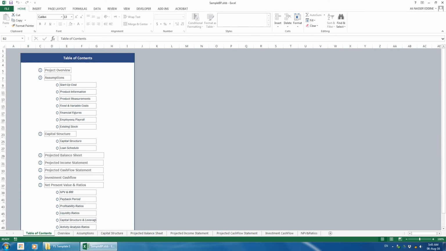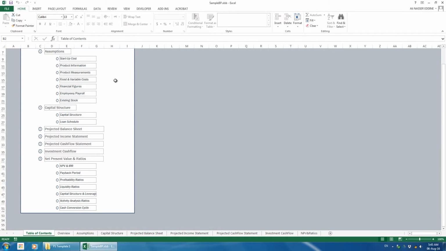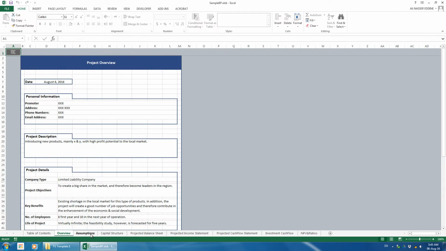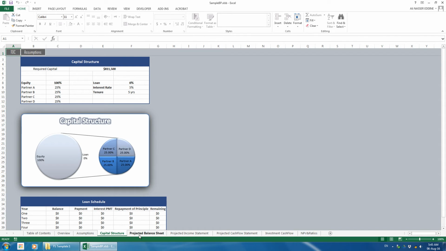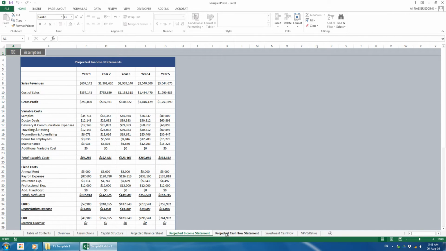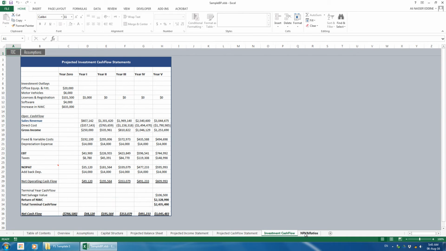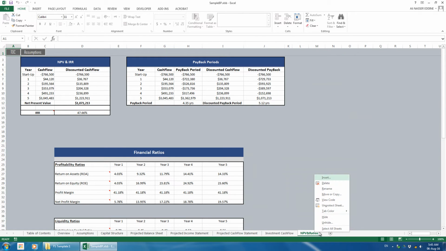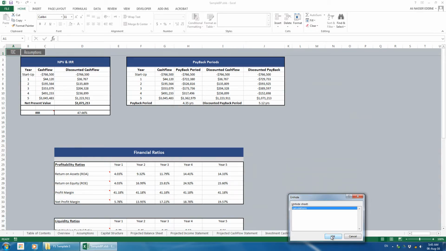Let us have a look at the study. Except for the table of contents, all sheets are linked to at least another sheet. Additionally, we have a hidden sheet for calculations.